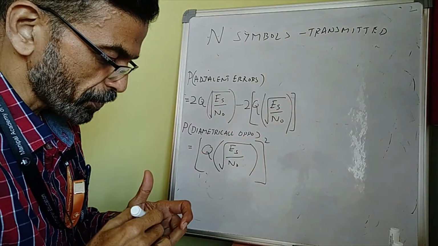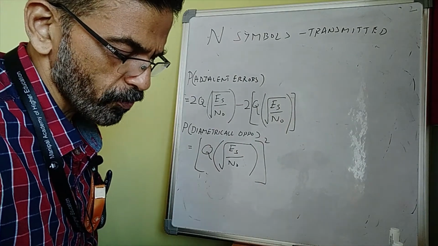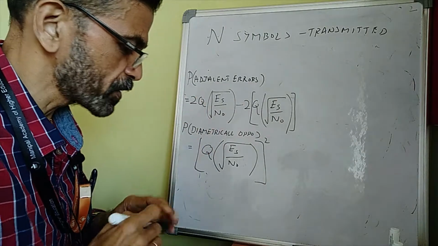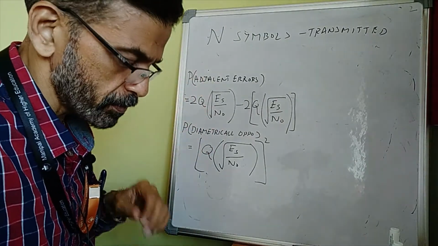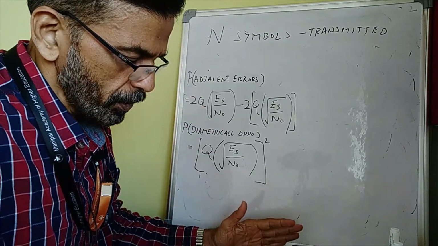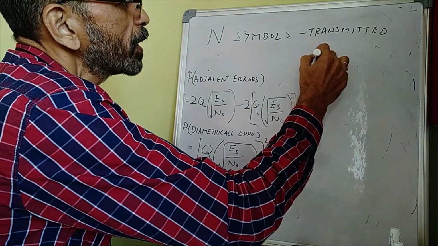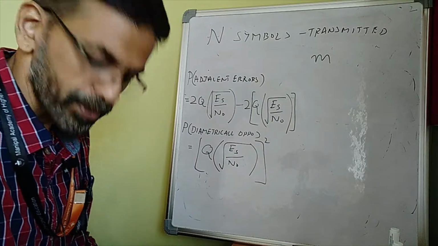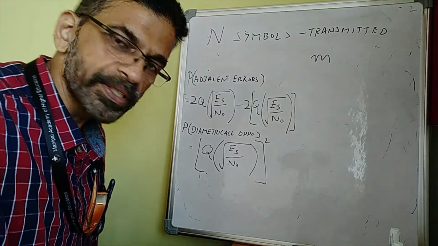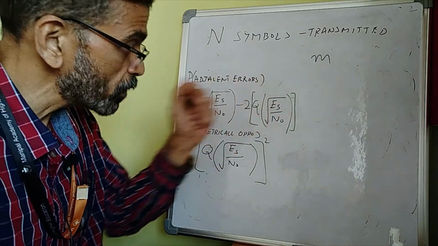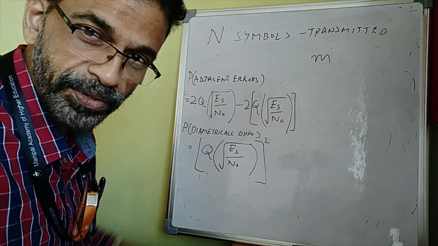A total of n symbols were transmitted, and each symbol is composed of two bits, so that means a total of 2n bits were transmitted. Now, out of this n, let's say m symbols are detected erroneously. That is, we have made an error in detecting m. Out of n symbols, we have made an error in detecting m symbols.